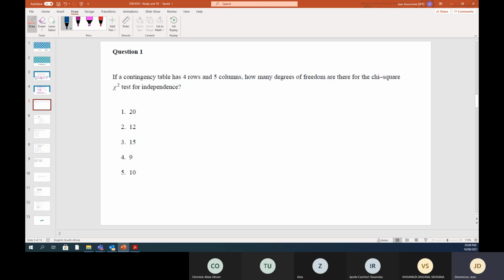So the first question that I have here is only looking for us to ask the degrees of freedom. Okay, so this question asks us to work out the degrees of freedom. So degrees of freedom is the number of rows minus 1, the number of columns minus 1.